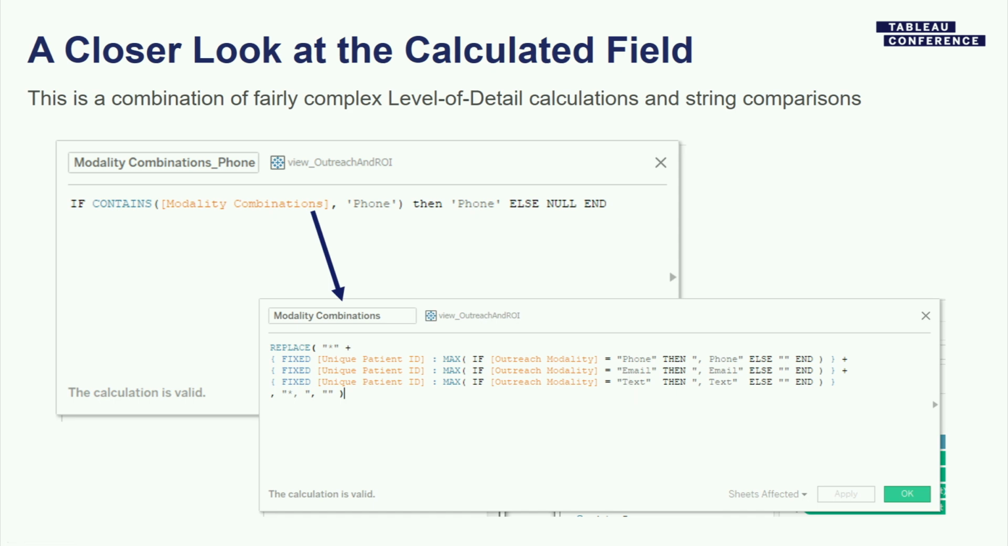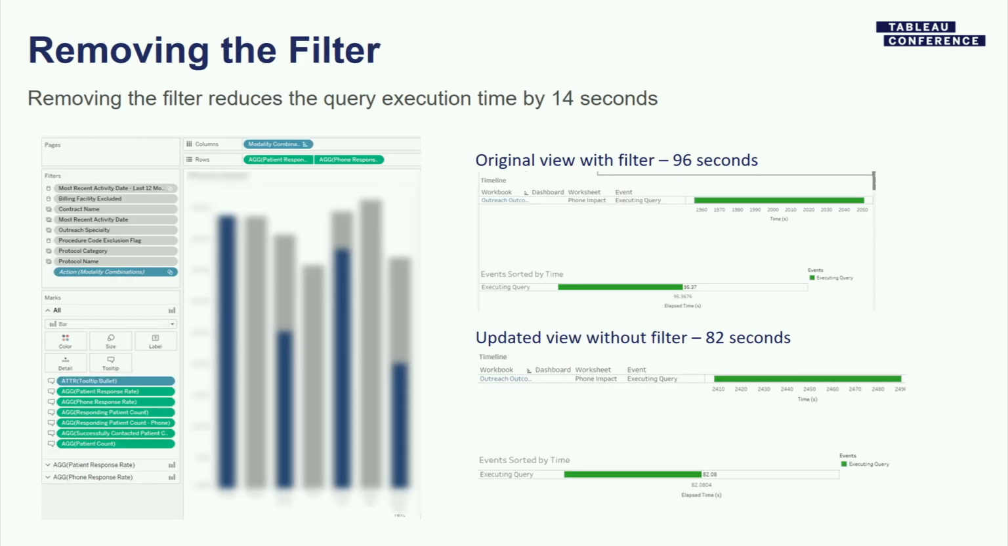So our business is engaging patients. So we can reach out to you by phone or by email or by text message or a combination of those. So we want to know for anyone that we've ever tried to reach by phone in any way possible, how successful are we in reaching that patient? So we have a calculation like this. Now, if we remove that filter, we immediately save 14 seconds because that filter is fairly complex. Not the magic bullet, but 14 seconds is still a decent savings.